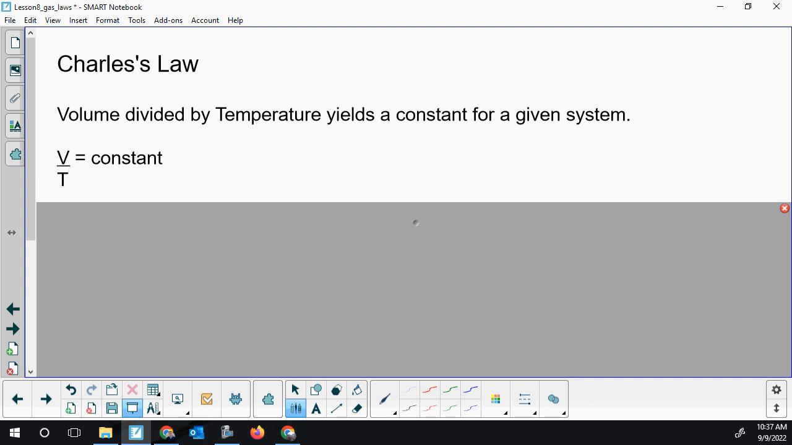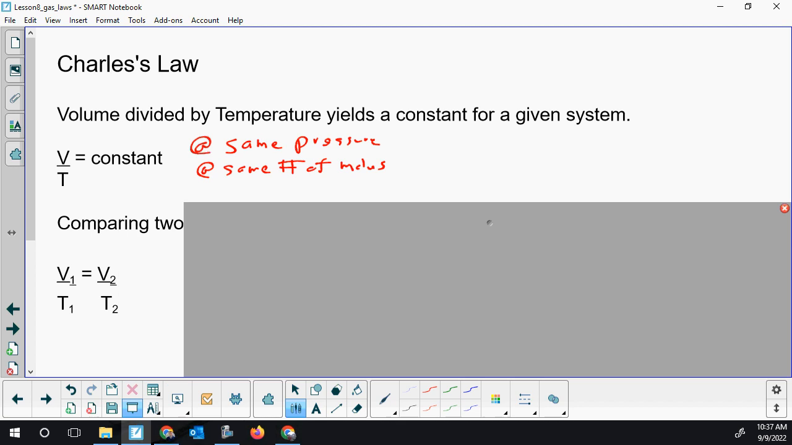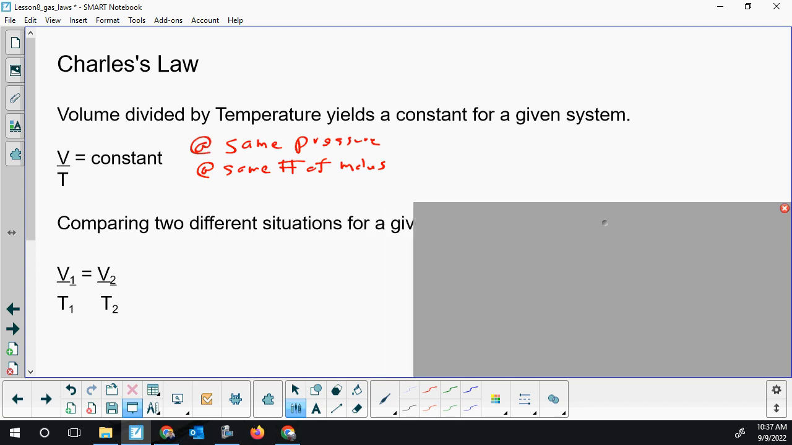Now that constant means you have to be at the same pressure. Got to control that, and you have to keep the same number of moles. You can't let any gas out. You can't put any new gas in. No leaks. So if you keep things controlled, then you can compare two different circumstances.